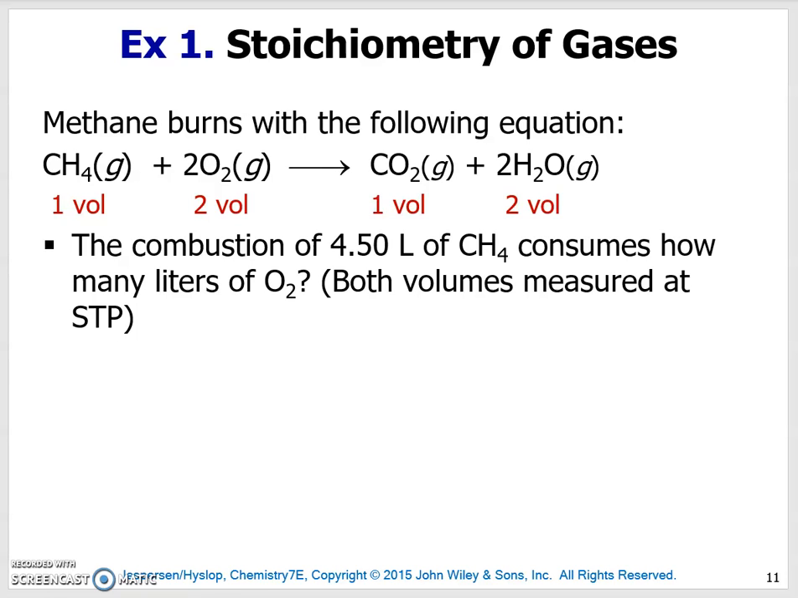So methane burns in oxygen to form carbon dioxide and water. Remember that the coefficients also can correspond to the volume equivalents if temperature and pressure are constant. So the question is, if 4.5 liters of methane burns in air, how much oxygen is consumed? And it asks for volume in liters. And then it tells us, oh, both of these are at STP, so we don't have to worry about pressure or temperature.